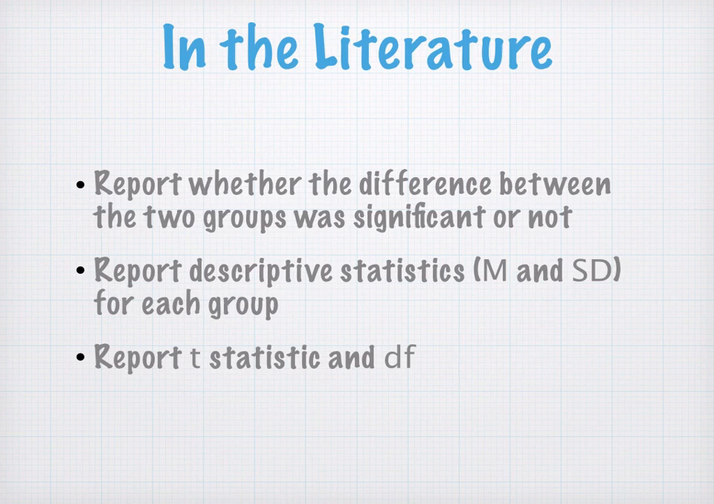The degrees of freedom is important because, again, that's telling us what t distribution we're dealing with here. That t statistic doesn't mean anything unless you know which t distribution we're looking at it on. So that degrees of freedom is really, really important. And that p-value is going to be very, very important as well.